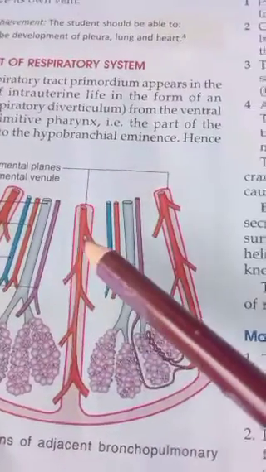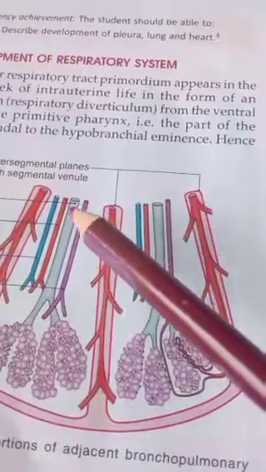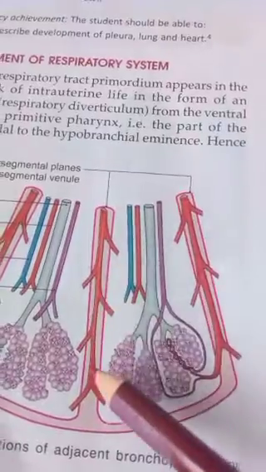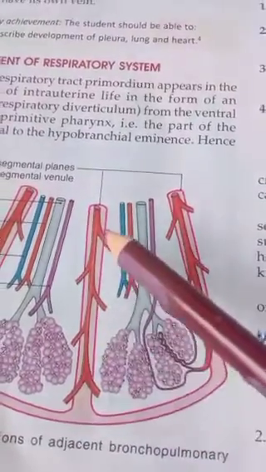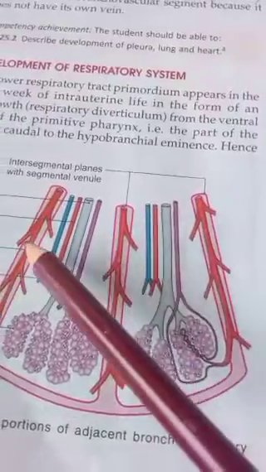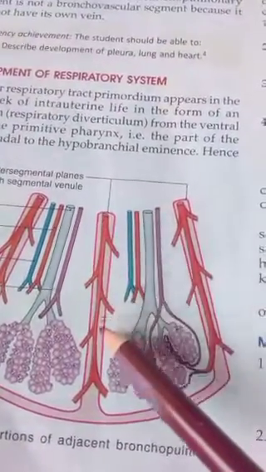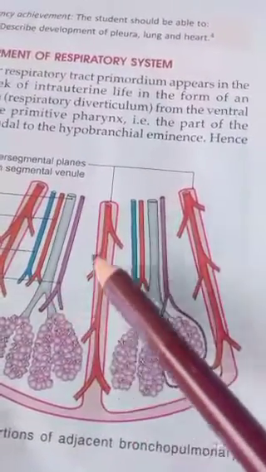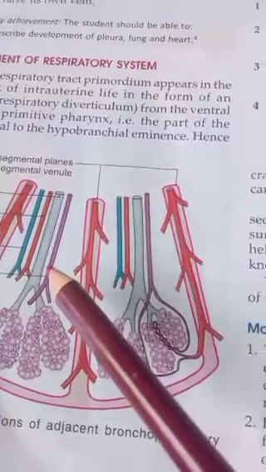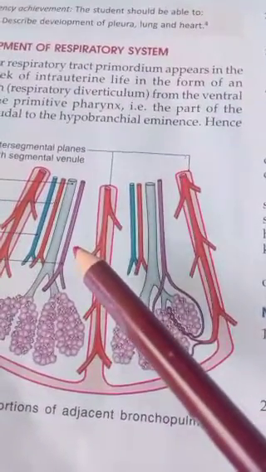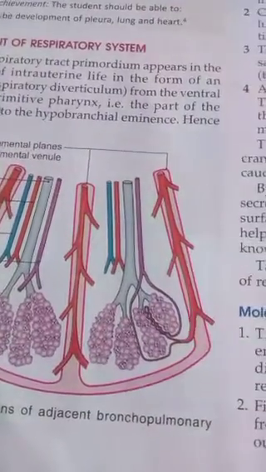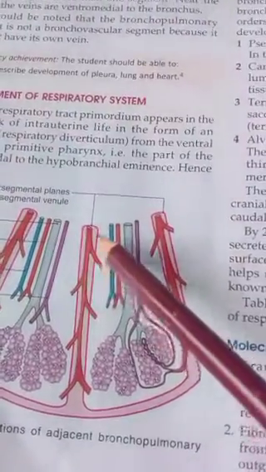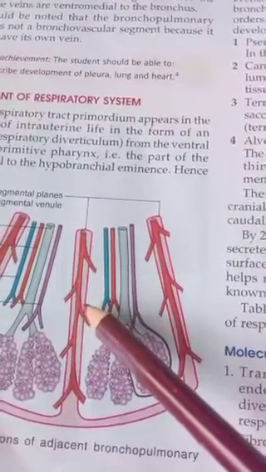But pulmonary veins do not accompany the bronchus and the artery inside the segment; rather they run in the intersegmental planes. Thus, each segment could have more than one vein, and each vein can supply more than one segment. As the bronchopulmonary segment does not have its own vein, that's why a bronchopulmonary segment is not a bronchovascular segment. Near the hilum, the veins are ventromedial to the bronchus.